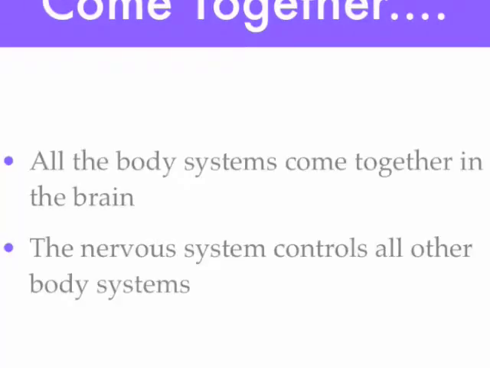Last but not least, how do they all come together? All the body systems come together at the brain. The nervous system controls all other body systems. When you answer questions on the HSA about the body systems, remember that the brain controls all the other systems, and the brain is part of the nervous system. Good luck!